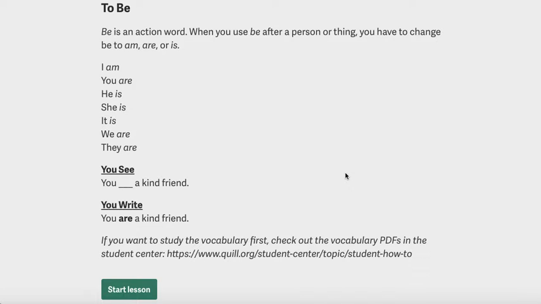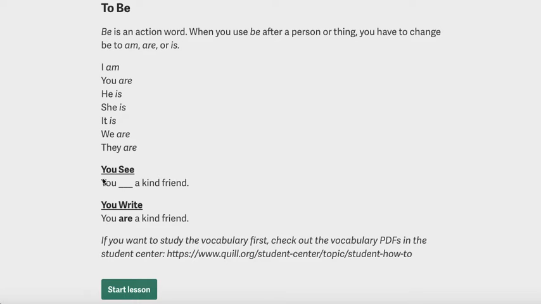So we are going to be talking about the verb to be. So let's read this first. To be. Be is an action word. When you use be after a person or thing, you have to change be to am, are, or is. So it would be I am, you are, he is, she is, it is, we are, they are.